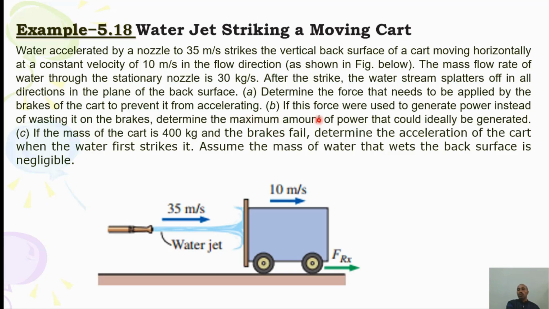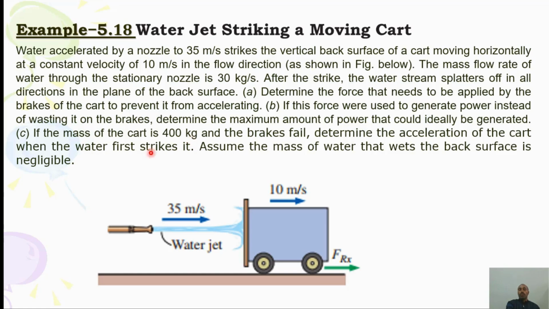And if this force were used to generate power instead of being wasted on the brake, determine the maximum amount of power that could ideally be generated. If the mass of the cart is 400 kilogram and the brakes fail, determine the acceleration of the cart when the water first strikes it. Assume the mass of water that wets the back surface is negligible.